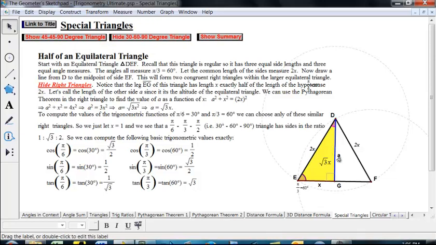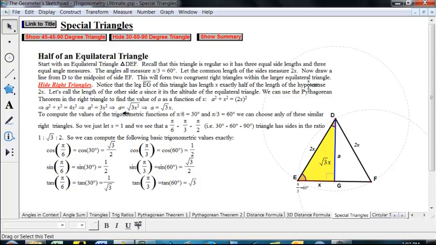Now, let's see what we've got. We've got A, x, and 2x. So, how are we going to figure out what this is? Well, let's use the Pythagorean Theorem again, because this is a right triangle after all. So we've got a squared plus x squared equals (2x) squared. Well, (2x) squared is 4x squared. Subtract x squared from both sides to get the x's together, and we get a squared equals 3x squared.